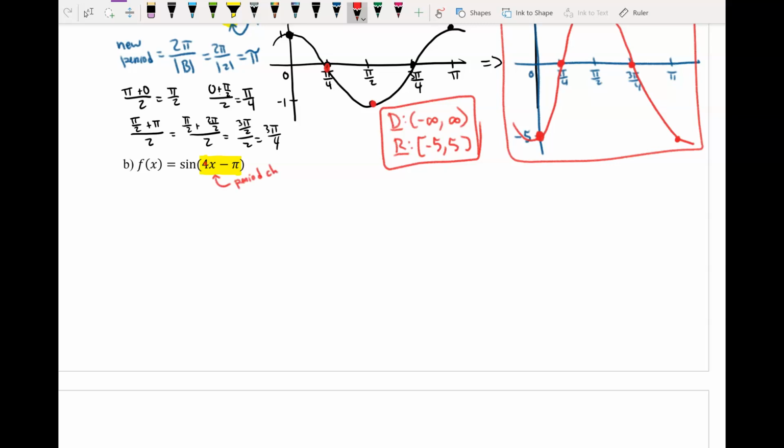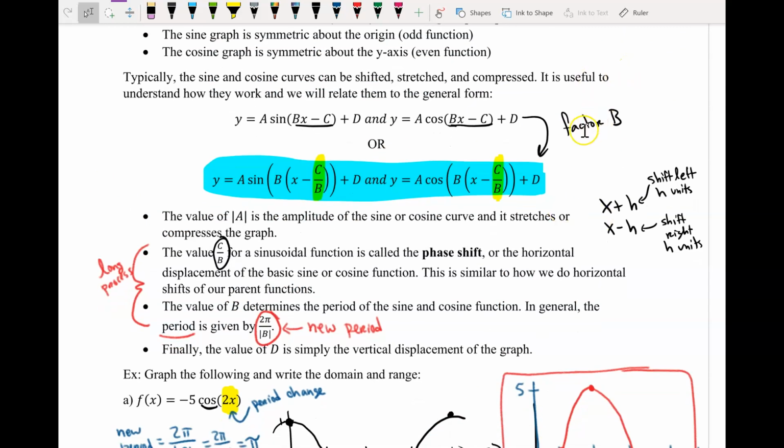Period change plus phase shift. So what we're going to do, let's go ahead and rearrange this thing. We're going to have this equals sine of, I'm going to factor out a 4. So this is going to be left with x minus, and remember, whenever we factor, all we're doing is dividing that value that we're factoring by this c value.